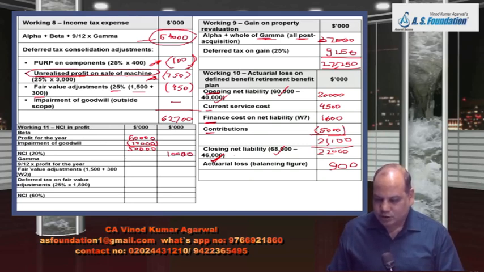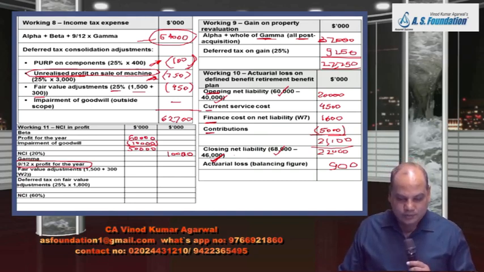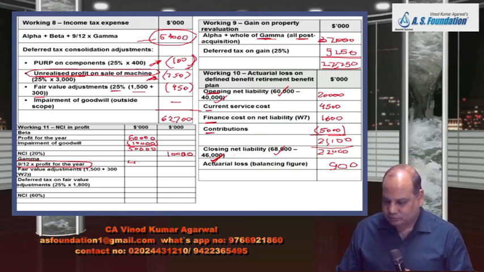Now gamma. First, in case of gamma, be careful. We'll take 9 by 12 of the current year profit. Current year profit, can you see 54,000 in the third column, last third line? Into 9 by 12, 40,500. And then there are fair value adjustments. 1500 plus 300. How much is that? 1800.